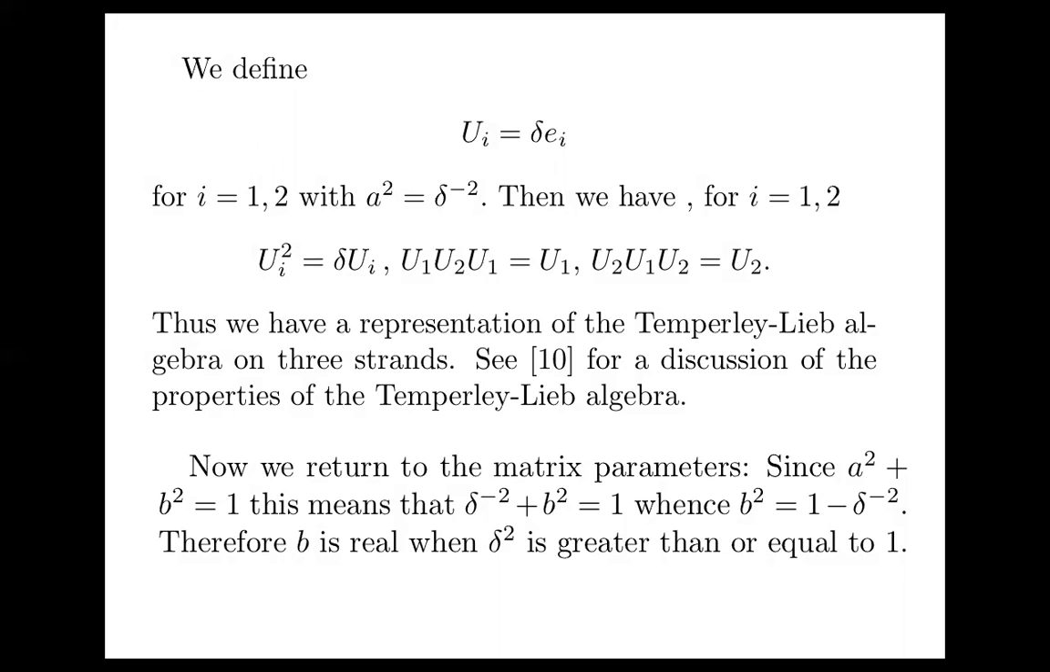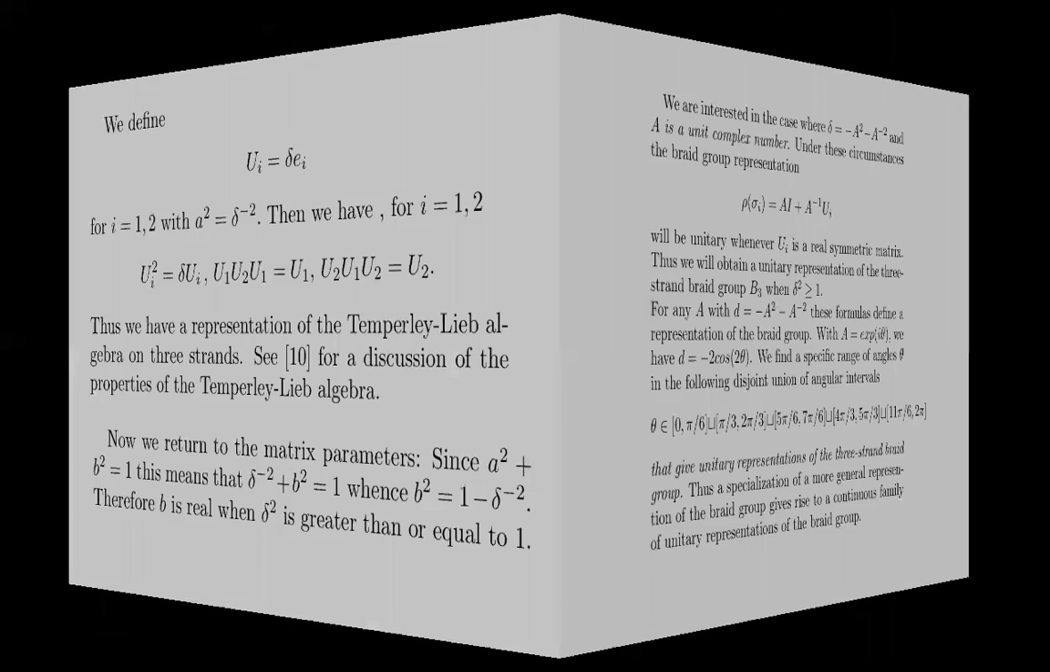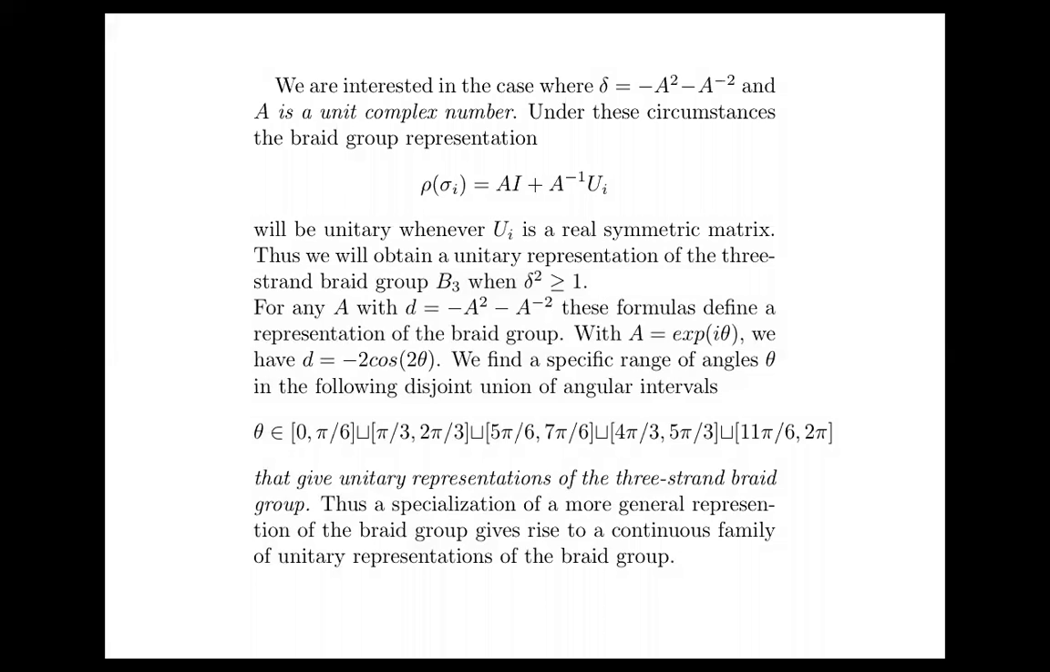And now think about the matrix parameters. A little bit of algebra has to be done here. A squared plus B squared is 1. So delta to the minus 2 plus B squared equals 1. So B squared equals 1 minus delta to the minus 2. And we want B to be real. So I need to put an inequality on delta squared. And I won't worry you about the inequalities, but I do have to put some inequalities in order to make sure that things are real.